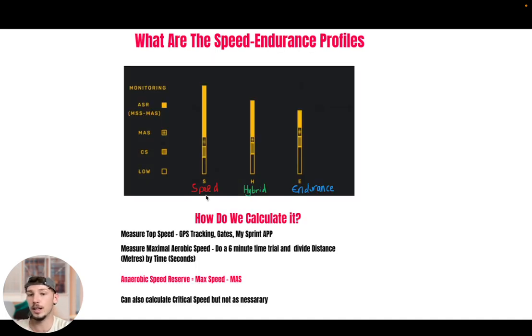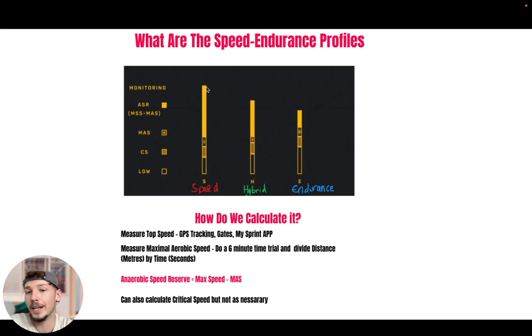So there's three main different profiles. We've got a speed profile, a hybrid profile, and an endurance profile. So essentially, a speed endurance profile is the calculation between our max speed, very up top, and our critical speed. From there, we can then calculate our maximal aerobic speed, which is the lowest speed that we move with maximal amount of oxygen consumption. So essentially, our VO2 max. The reason why that is so important to calculate is because that's going to give us our anaerobic speed reserve.